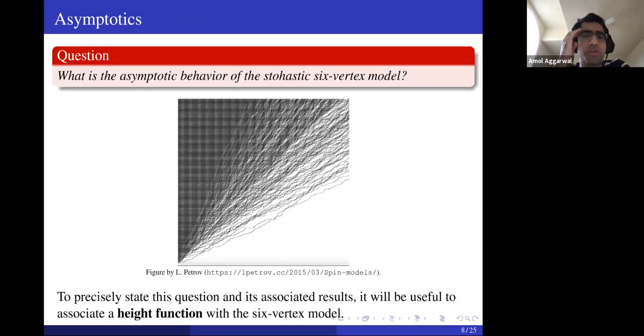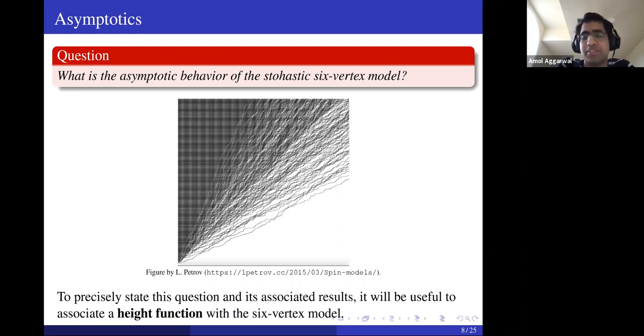Okay, so the basic question we're interested in is, what is the asymptotic behavior of the six vertex model? I've stolen this simulation from Leo Petrov, who has drawn, I think, a 500 by 500 grid. He's taken this stochastic six vertex model, and he's taken the initial profile in which arrows enter at all possible places on the y-axis and nowhere on the x-axis. This is what we'll often refer to as step boundary data or domain wall boundary data, and he's run it. And this is how it looks.